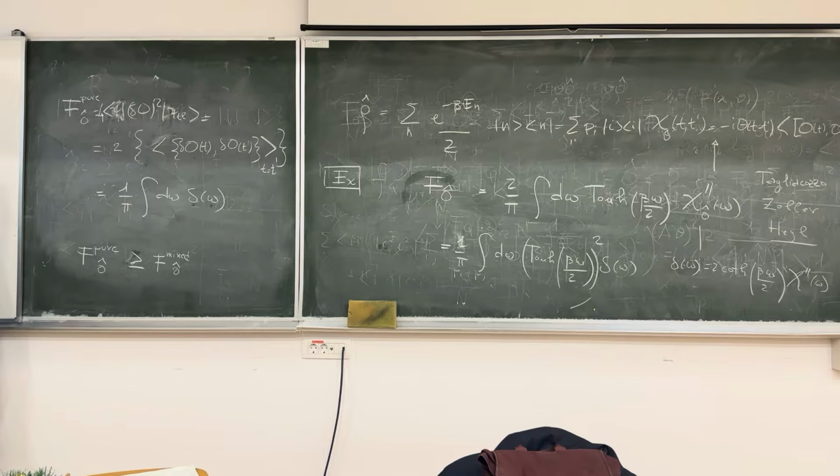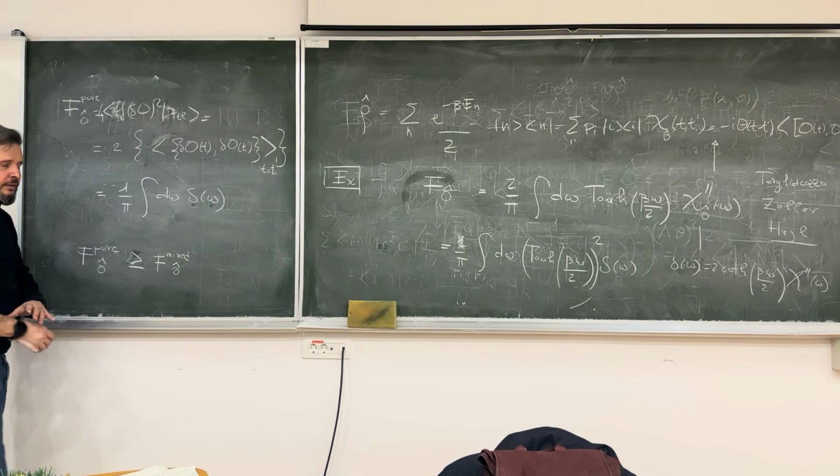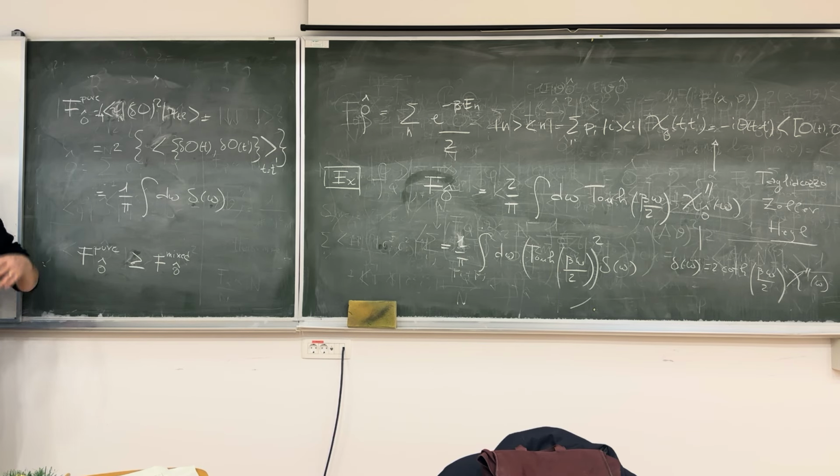Okay? So if I have a state that is thermal, an eigenstate of my Hamiltonian that satisfies ETH, is in the center of the spectrum, and so on and so forth, I will always have that the pure state has a Fisher information that is greater or equal than the mixed state with the same inverse temperature. Okay?